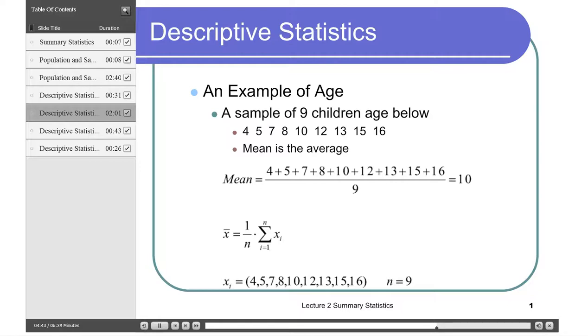And then the next 2 symbols are summation xi. So that capital Greek letter sigma stands for summation, and the word summation just means add everything up. So summation xi literally means add all the numbers up in your data set.